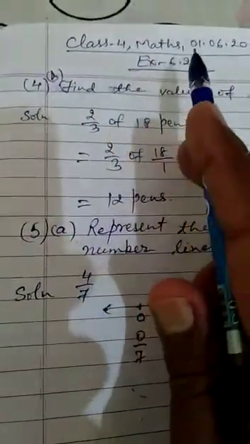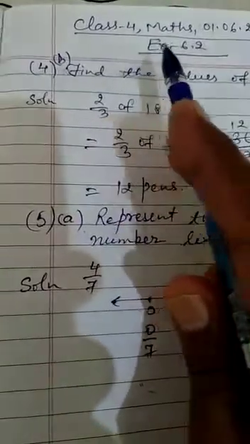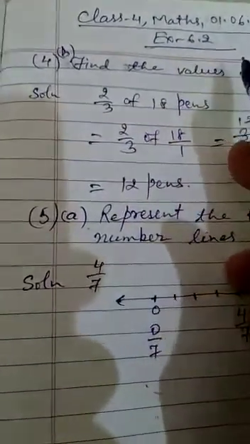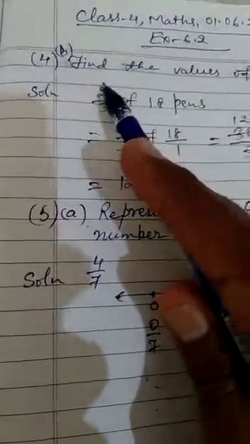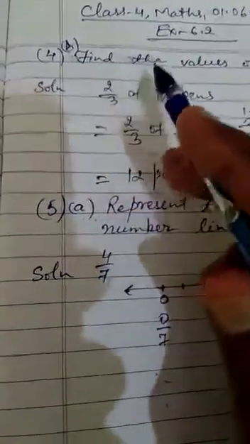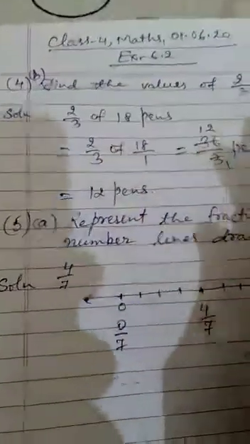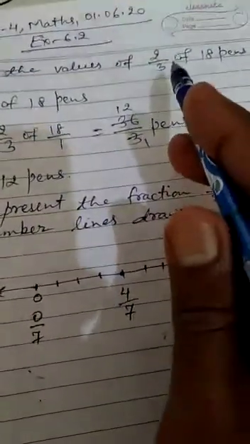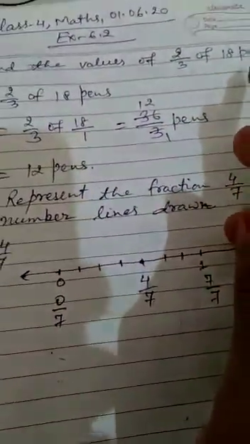This video is of Maths, Class 4, Exercise 6.2. In 6.2, question number 4b, find the value of 2/3 of 18 pence.